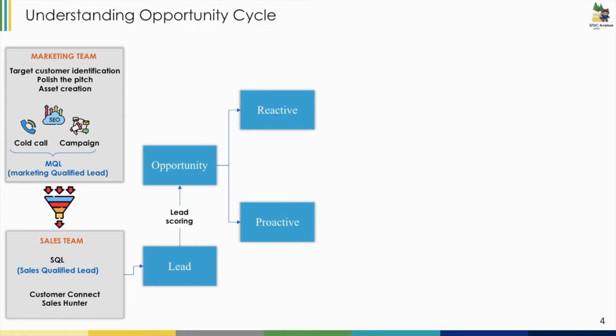For proactive opportunities, as the name suggests, the opportunity is typically created by new customer connect. For example, we might have some sales insights on customer challenges and we pitch the solution. Or we might also have some insights on the IT roadmap that the customer is trying to achieve and we pitch for that. So proactive opportunities can be generated in these two ways.